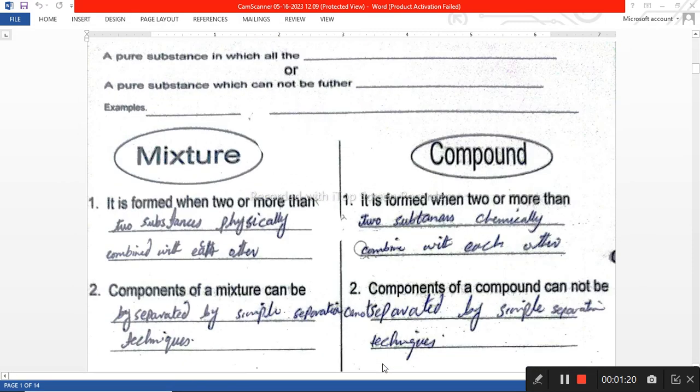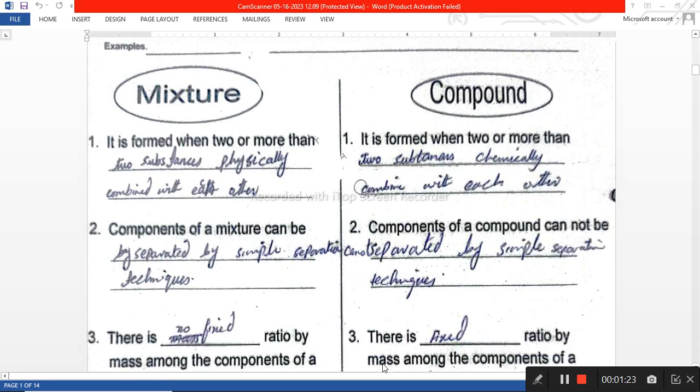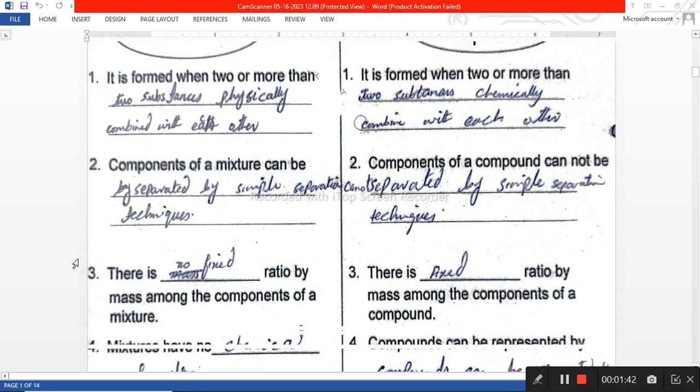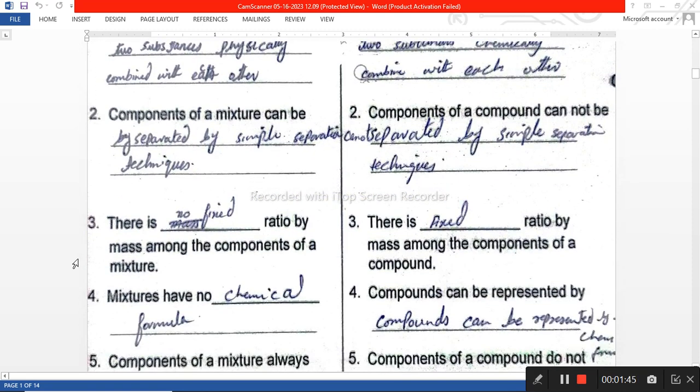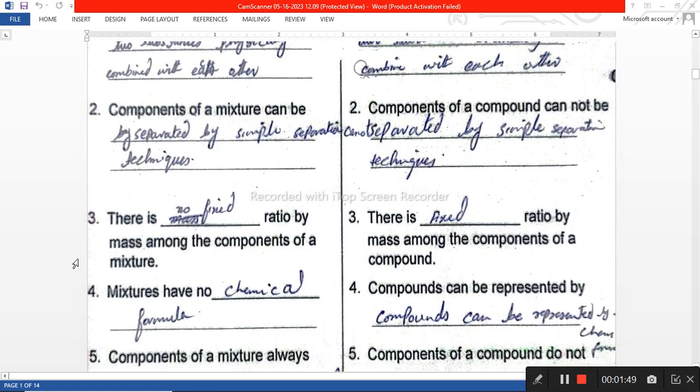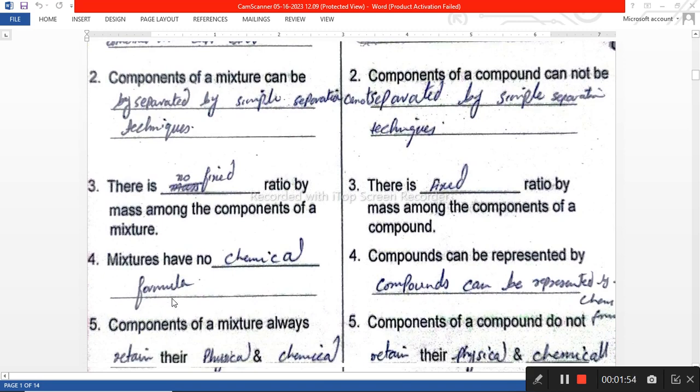Okay, so the next subtopic of this chapter is we have to know what is a mixture and what is a compound. So first discuss the mixture. It is formed when two or more than two substances physically combine with each other, means they are not chemically combined. They can be separated by simple separation techniques like evaporation, simple distillation, and etc. There is no fixed ratio by mass among the components of a mixture, like they are not specific in numbers. Mixtures have no chemical formula. They are not represented by a chemical formula.